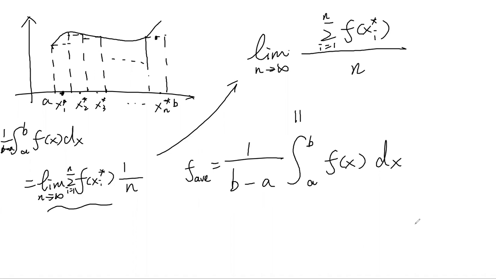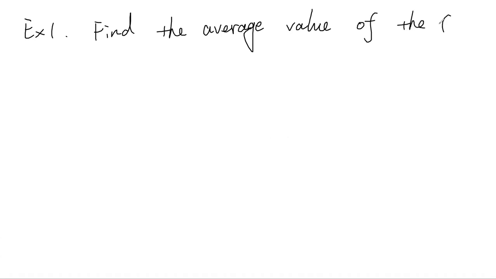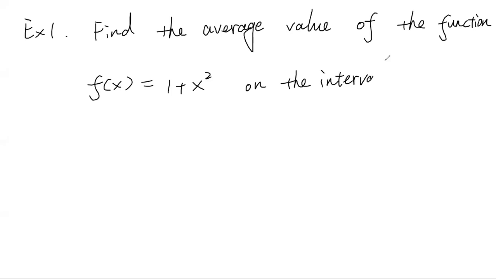The definition is straightforward. So let's just try to apply this definition to one of the examples. Suppose we want to find the average value of the function f of x equals 1 plus x squared on the interval from -1 to 2.